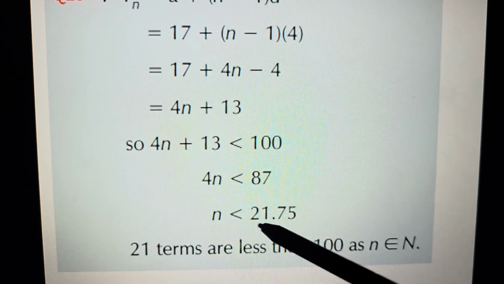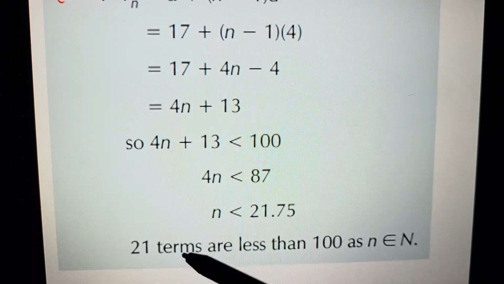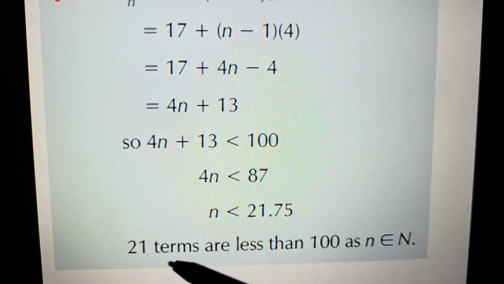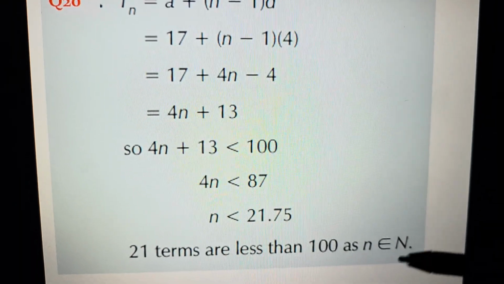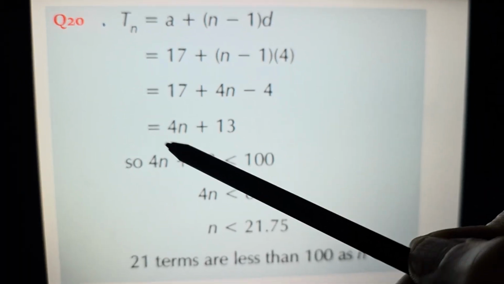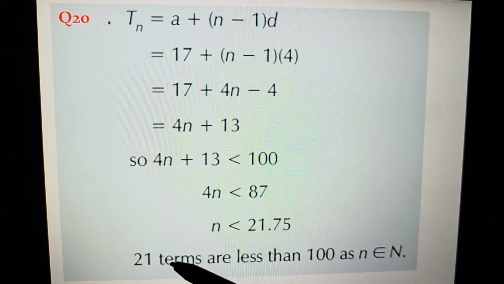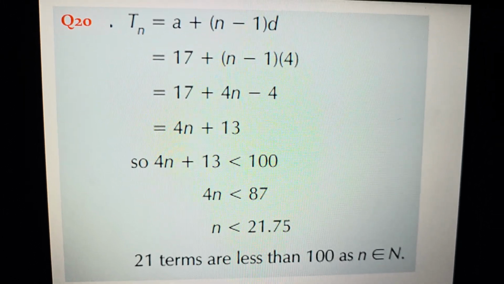So if n is less than 21.75, I round it down to 21. So the first 21 terms in that sequence would all be less than 100. I can check if that's correct. Go and get term 21, sub it into your T of n formula here, then go and get term 22 and see if term 22 is greater than 100.